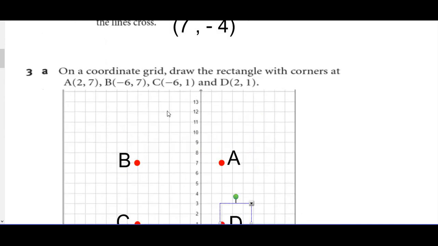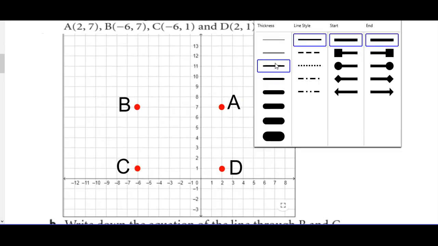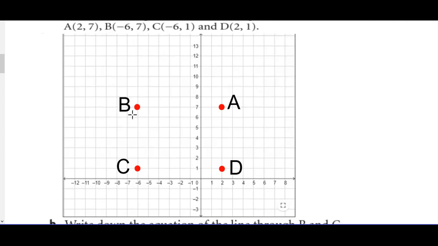Okay, the question is, on a coordinate grid, draw the rectangle with corners. So I already have the corners. What I'm going to do now is connect these corners to get a shape, and that shape should be a rectangle, the one they're talking about. So I'm going to connect the corners, or the vertices.